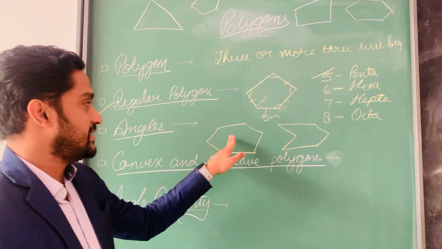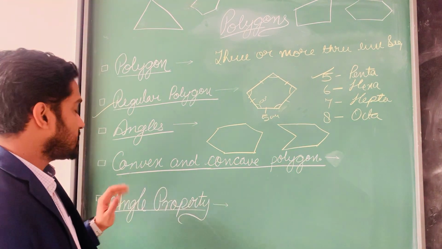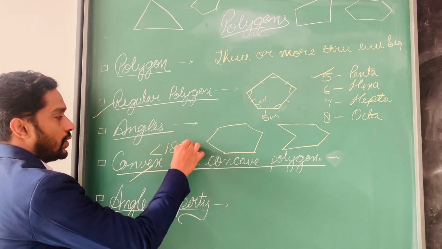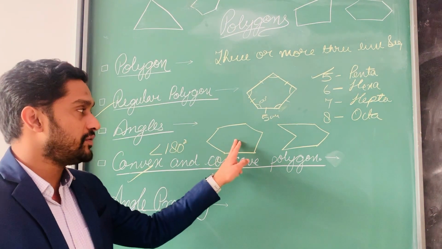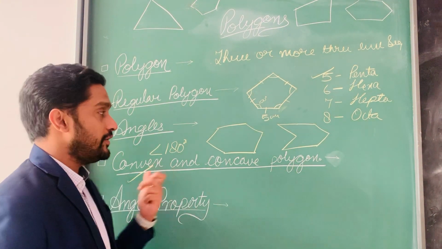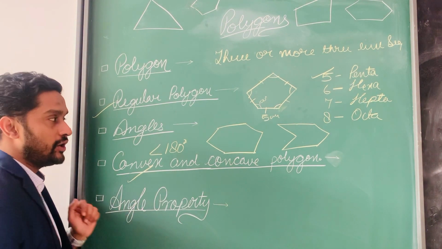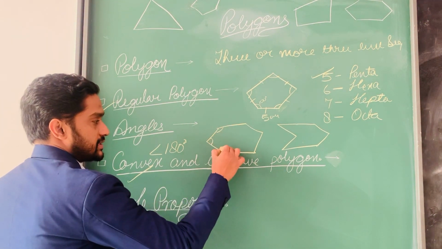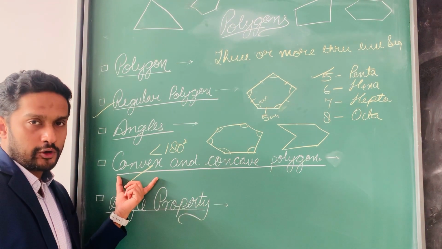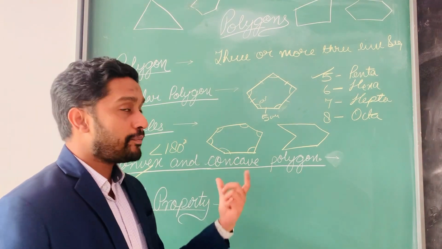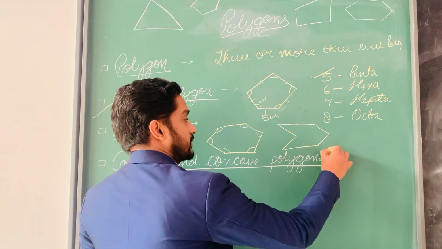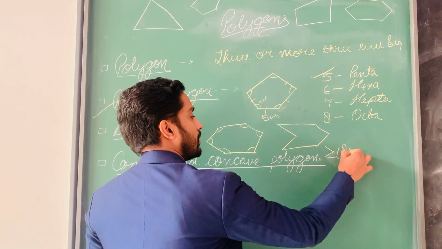What is the difference between this figure and this figure? The difference between these two is only of angles. Convex polygons are those in which all angles are less than 180 degrees. Whereas concave polygons are those in which one or more angles are greater than 180 degrees.